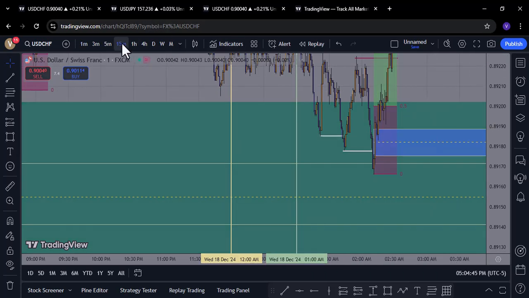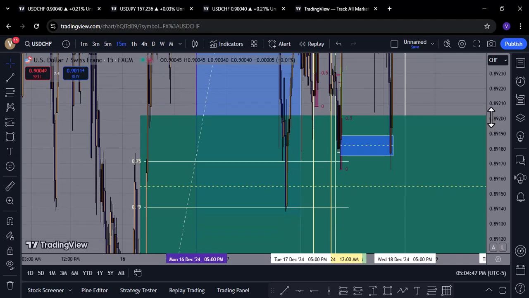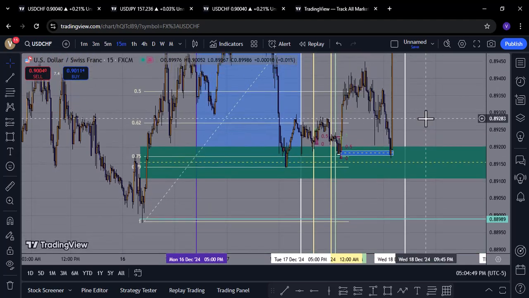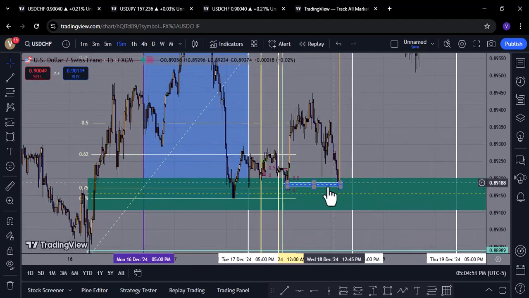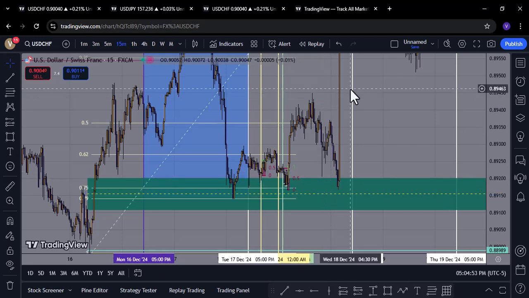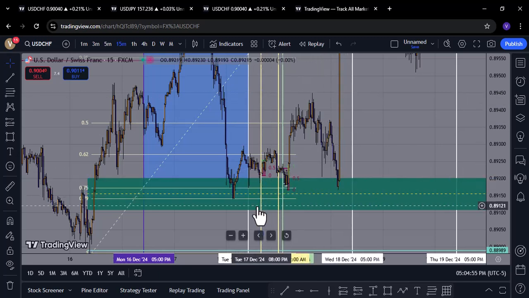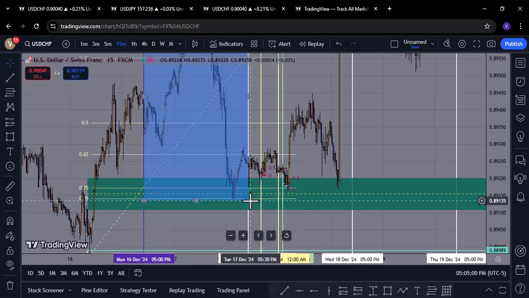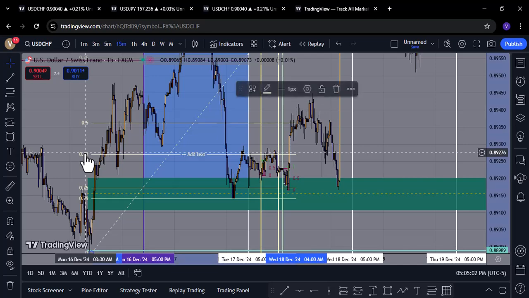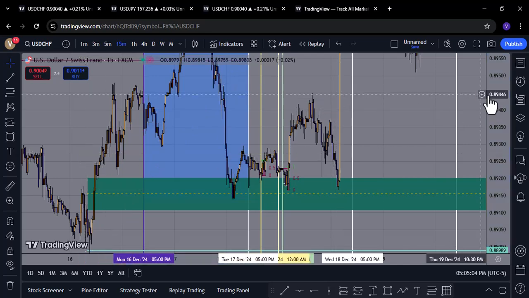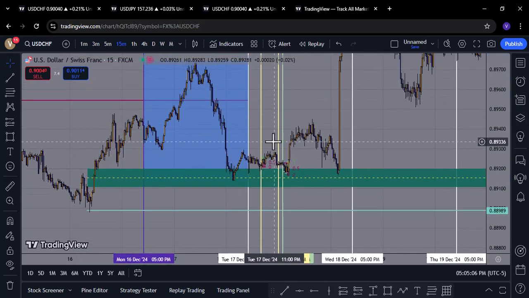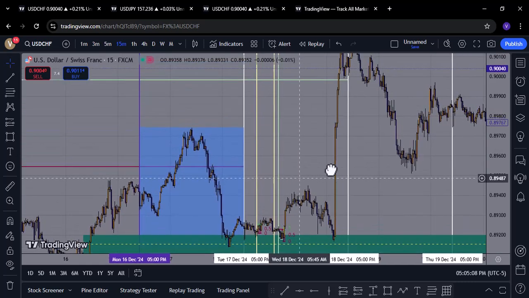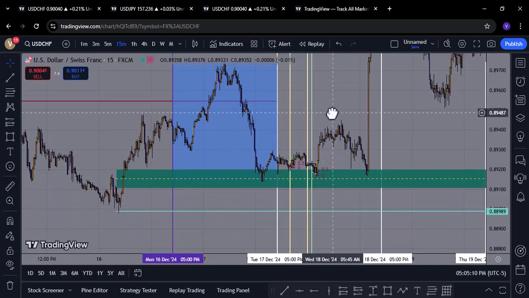So let's go back to the 15-minute chart. That was how I framed this entry. Another hack I want to give you that will be very, very helpful. Let me remove this fib. Okay, so please don't be confused with these lines, you know why I marked them. Now, another thing I want to give you as a hack is this.